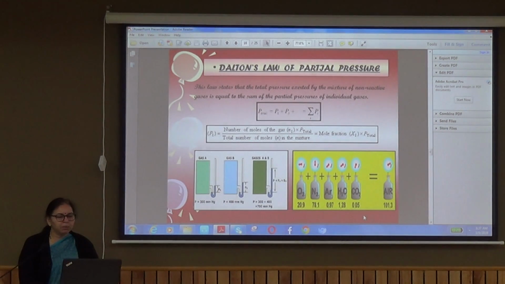Dalton's law of partial pressure. According to this law, the total pressure exerted by the mixture of non-reactive gases is equal to the sum of partial pressures of the individual gases.